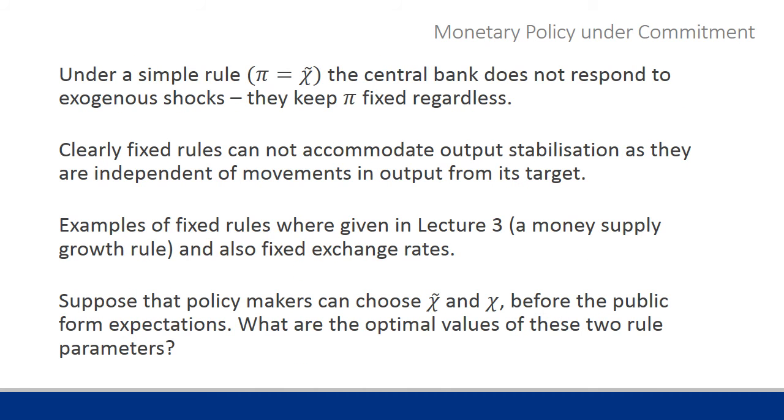So we've just said, an example of a simple rule being inflation is equal to 2%. Here, pi is equal to phi tilde, and there's no stabilization and there's no reaction to the shocks. We gave an example of a fixed rule in lecture 3, which was the money supply growth rule. But we could also think of a fixed rule as a fixing of the exchange rate.